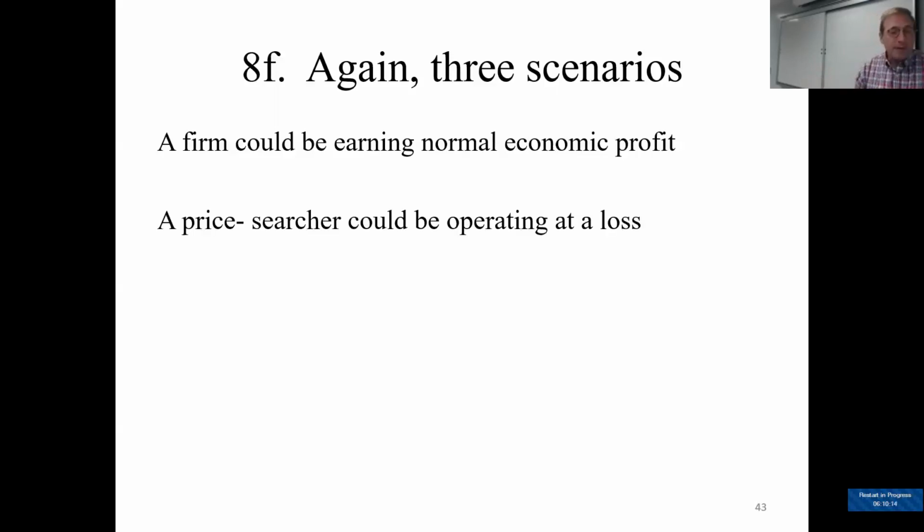The second possibility is a price searcher could be operating at a loss. Just because you're a price searcher, just because you're making something that nobody else makes, doesn't mean that anybody's going to want to buy it.